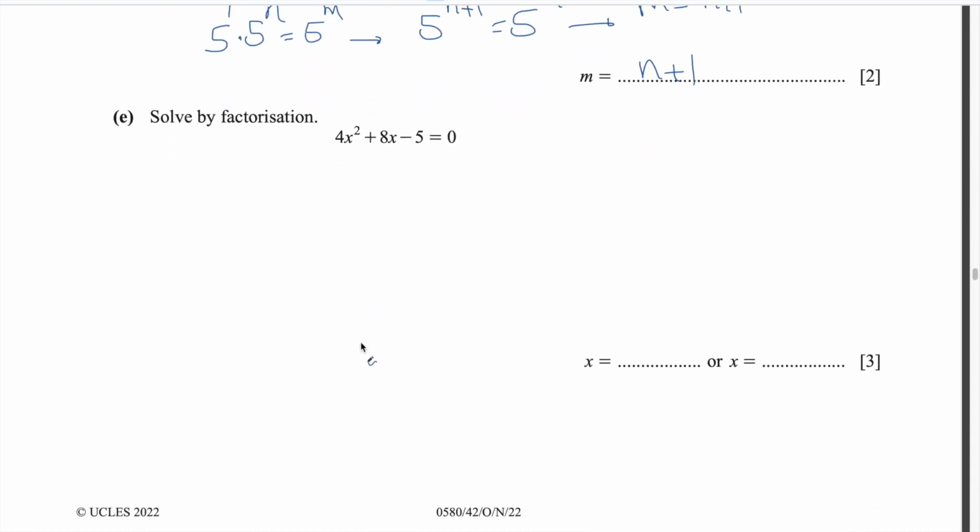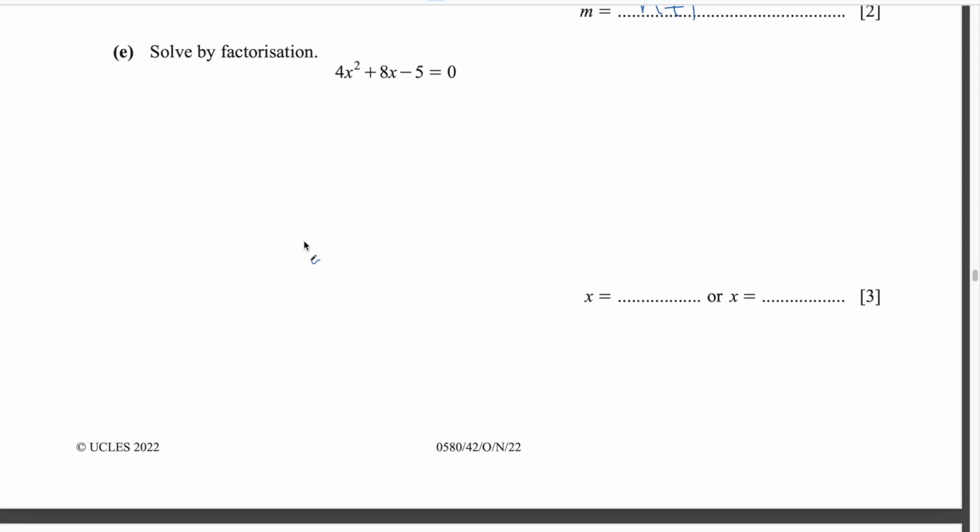It says solve by factorization. Now, to factorize such quadratics, first you multiply 4 by negative 5, which is negative 20. Leading coefficient multiplied by the constant term, negative 20. Now we are looking for two numbers which add up to 8 and have a product of negative 20. So the two numbers are 10 and negative 2, because 10 plus negative 2 is 8, and 10 times negative 2 is negative 20.